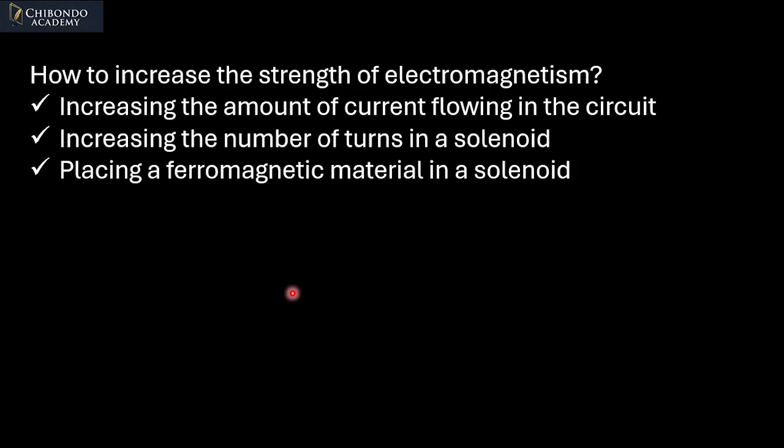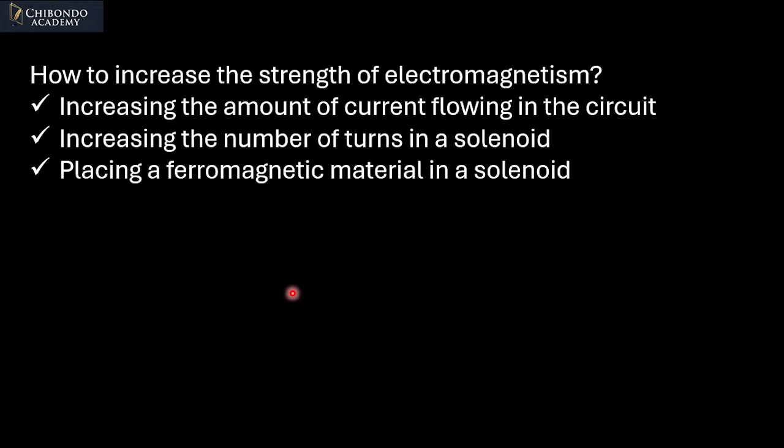Now how can you increase the strength of electromagnetism? As I have said, electromagnetism is the process of producing a magnet by the use of electricity. So how can you increase the strength of an electromagnet? You can increase the strength by increasing the amount of current flowing in the circuit. That's the first way. By increasing the amount of current in the circuit, you also increase the strength of the magnetic field produced around it, hence the strength of that particular electromagnet.